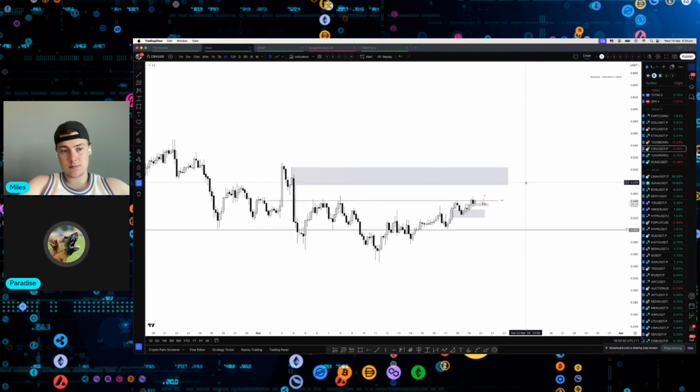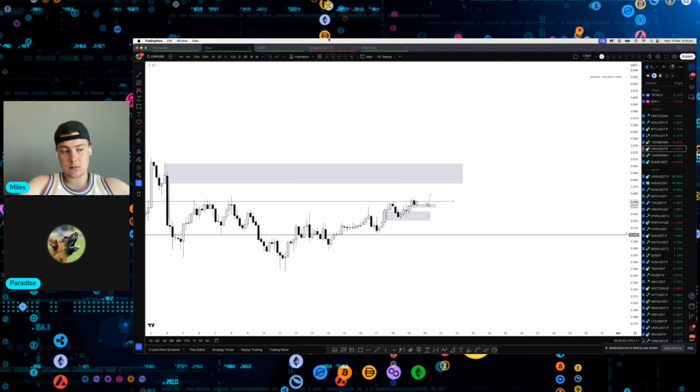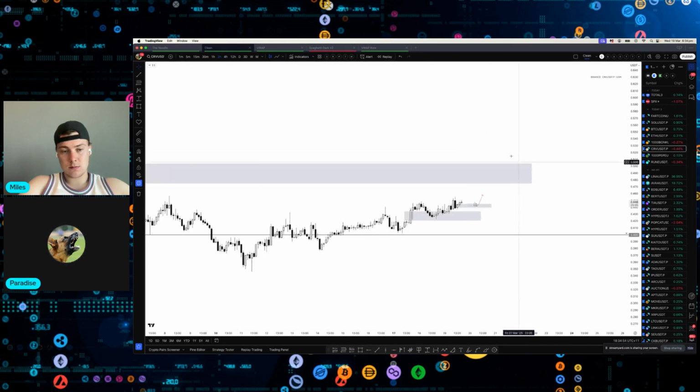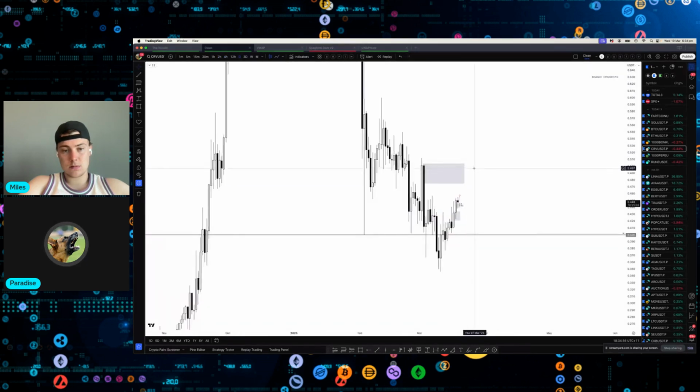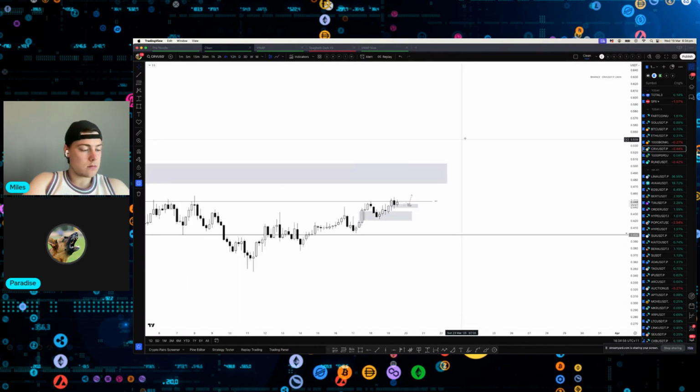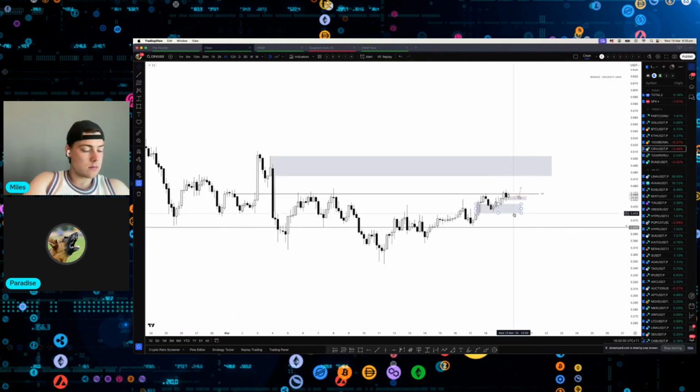CRV is a trade I'm in currently with the group. That's just a low time frame thing, but I think CRV looks quite good. I quite liked how it started breaking above the monthly open this morning. I was just looking for a low time frame pullback, which we got. Just want to see that push up into the H4 supply up here.